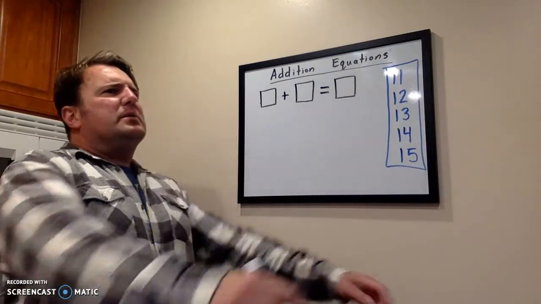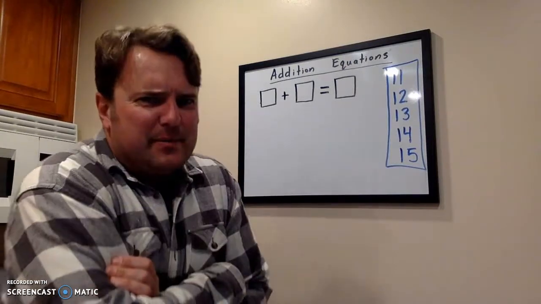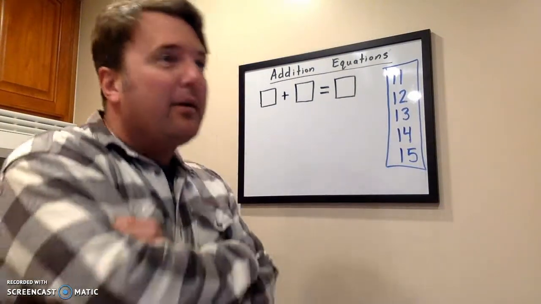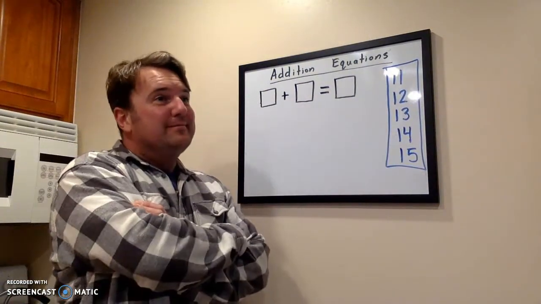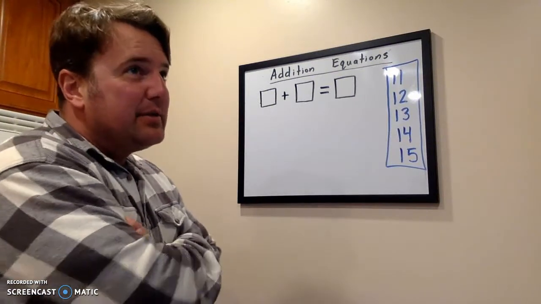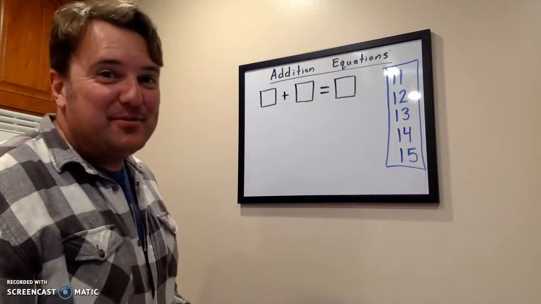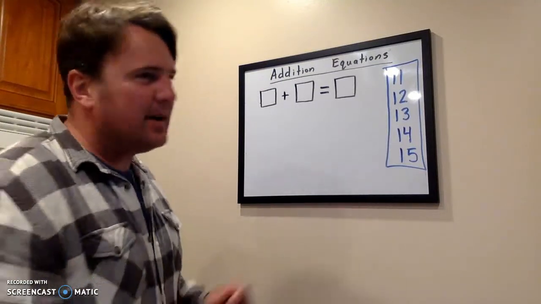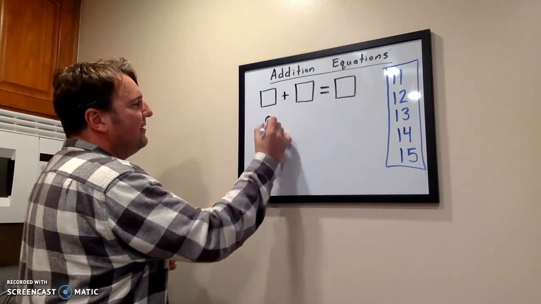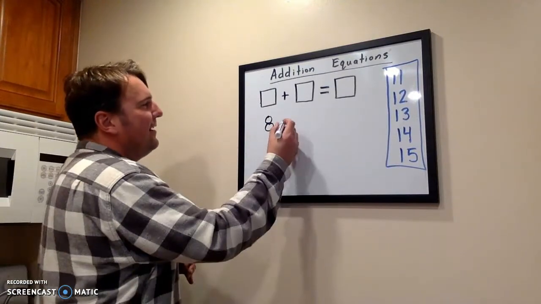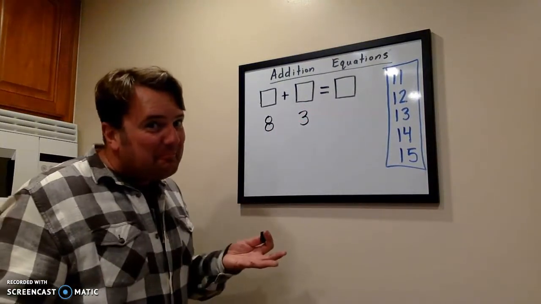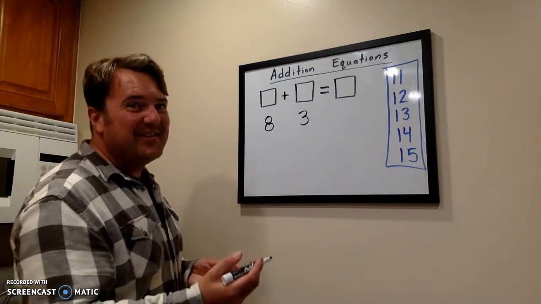So let's see. You know what a lot of people are talking about right now? Toilet paper. We use toilet paper, and I noticed that I used 8 squares of toilet paper. And then I needed 3 more. Let's find out what the answer is going to be.